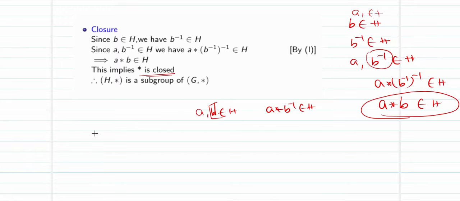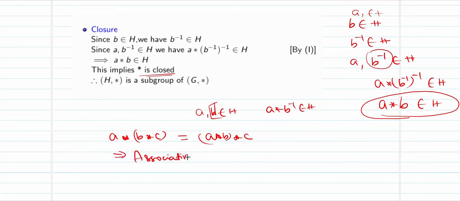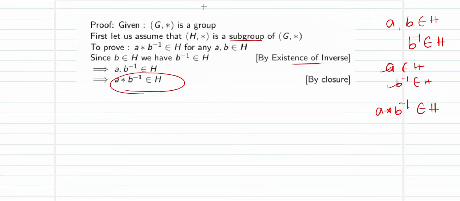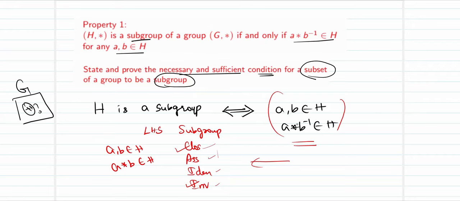When the closure is actually true for two elements, that can be extended for any number of elements like A into B into C or A star B star C. This can be shown to be the same as A star B star C. So from over here, your associative law can also be shown to be true. Thus, I have associative law, closure, identity and inverse to hold true. Therefore, I have shown all these things are going to be true. Therefore, H is going to be a subgroup. So, this is going to make the property number 1 to hold true.